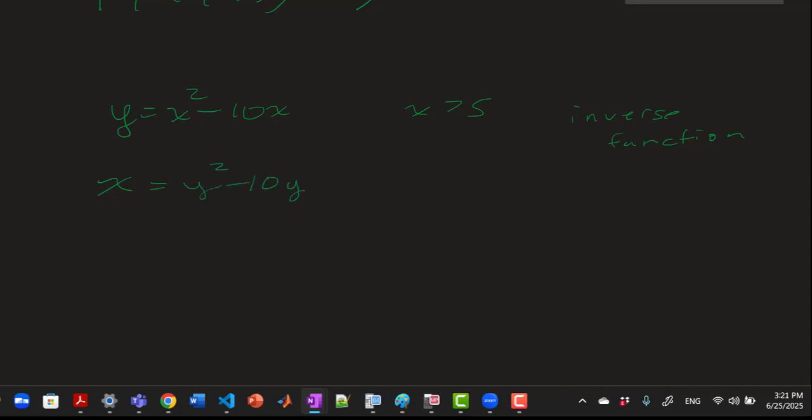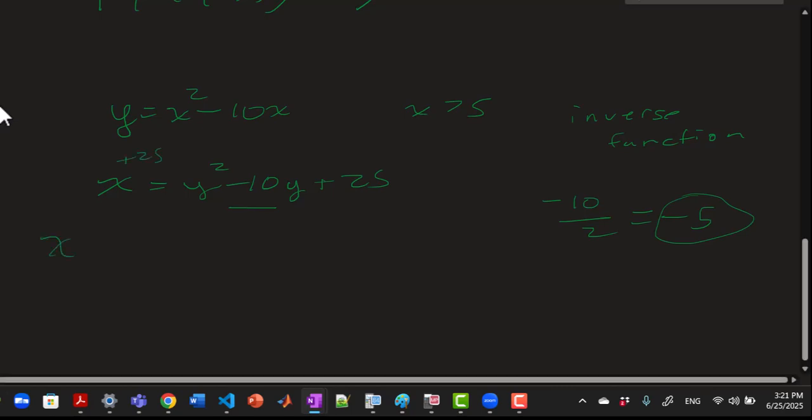Now the way to solve this one is by completing the square. I haven't done that in forever, but let me remind you how to do it. You take this number, negative 10, divide it by 2, and you get negative 5. Hold on to that number, we'll need it. Square it, and you get 25. So I add 25 to both sides.